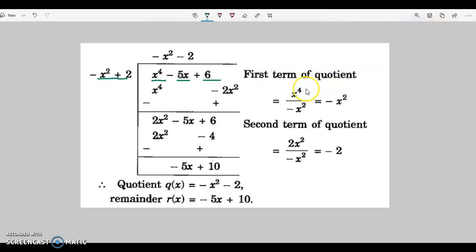So the first term of the quotient, that is x power 4 by minus x square, gives you minus x square as the first term of the quotient. Then in the next step you get the second term of the quotient to be 2x square by minus x square. The x square gets cancelled and the second term is minus 2. So the quotient, that is q of x, is equal to minus x square minus 2 and the remainder, that is r of x, we get to be minus 5x plus 10.